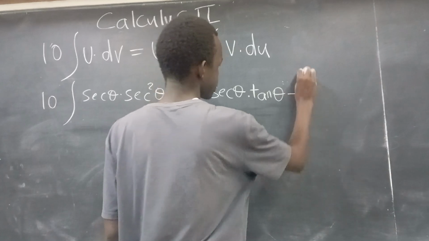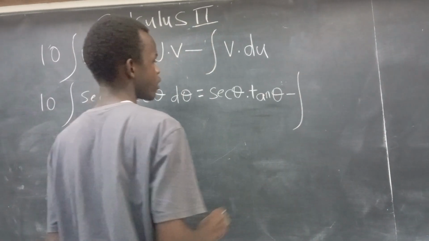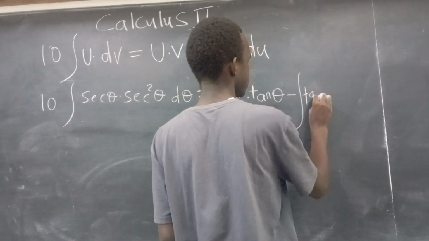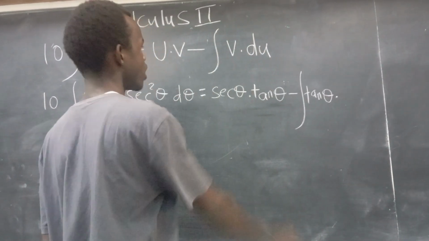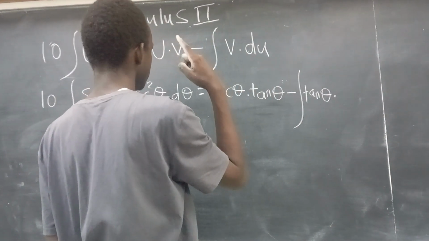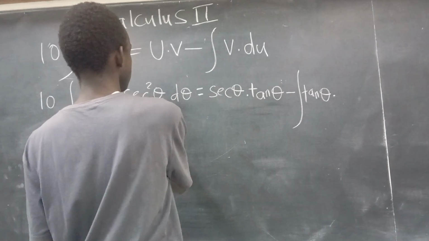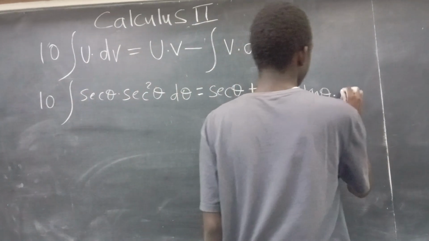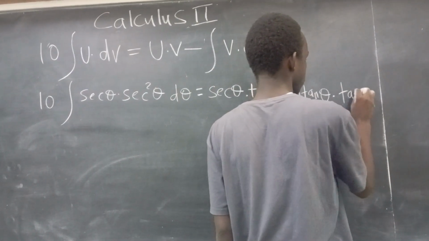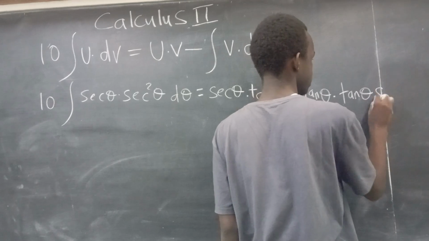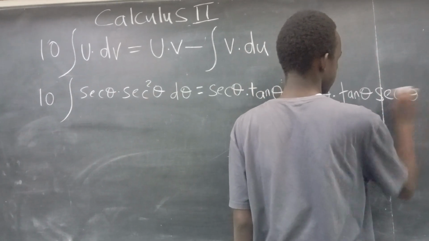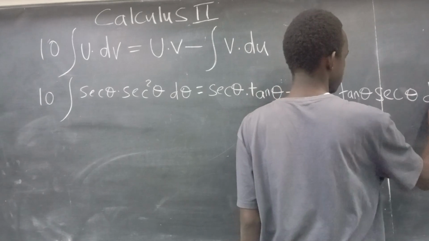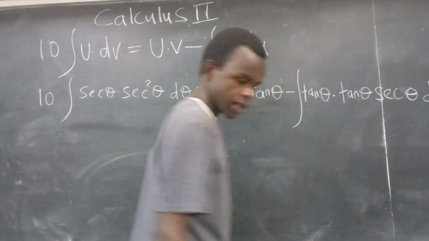Okay, minus the integral of what was our v? Our v was tan of theta, remember, multiplied by our du. Remember, our du was tan of theta secant of theta d theta. Keep that in mind.